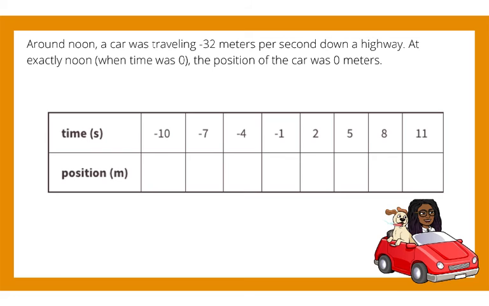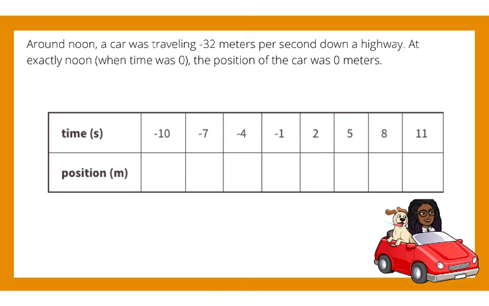All right, so let's take a look at another example. Around noon, a car was traveling negative 32 meters per second down a highway. Well, if it's negative 32 meters, what can we conclude from this? That we're traveling west, right? At exactly noon, when the time was 0, the position of the car was 0 meters. So recall in our previous example how when we knew our velocity, we could multiply that times our time to find our ending position. All right.